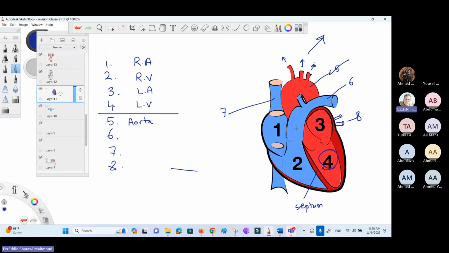6 is another one. We have just mentioned it in the previous slide, and we said that it's called pulmonary. Both are arteries.